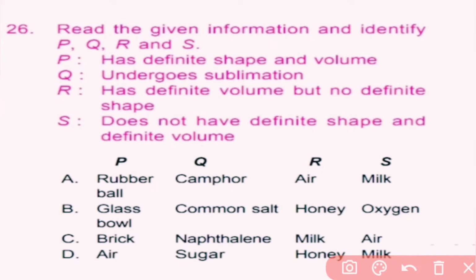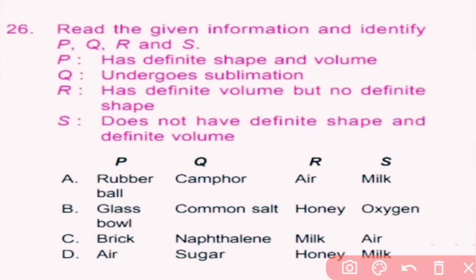Question number 26. Read the given information and identify P, Q, R and S. P has a definite shape and volume. Q undergoes sublimation. R has definite volume but no definite shape. S does not have definite shape and definite volume.